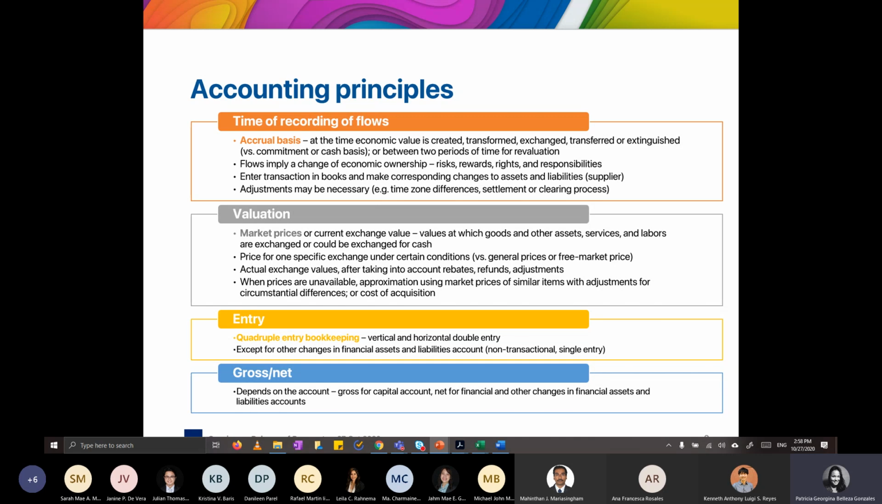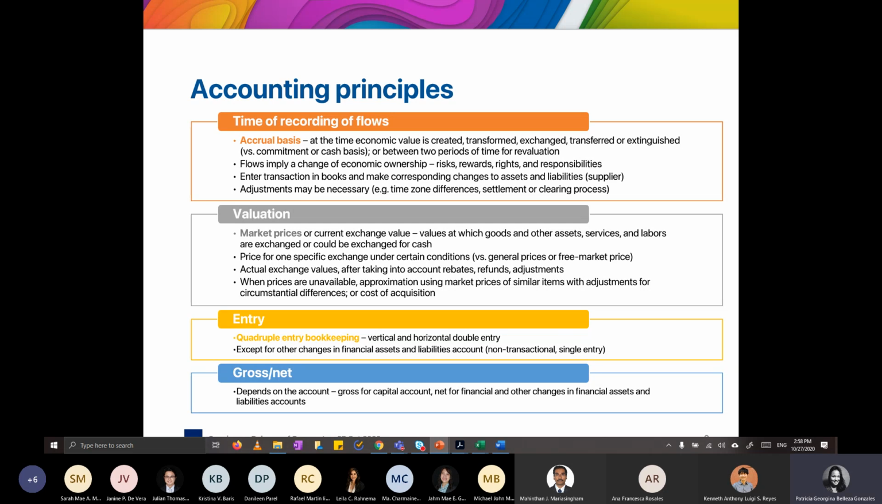So in terms of valuation, regardless of the type of asset, financial or capital, they are valued at market prices or their current exchange value. So these are the values at which goods and other assets, services, and labor are exchanged or could be exchanged for cash.